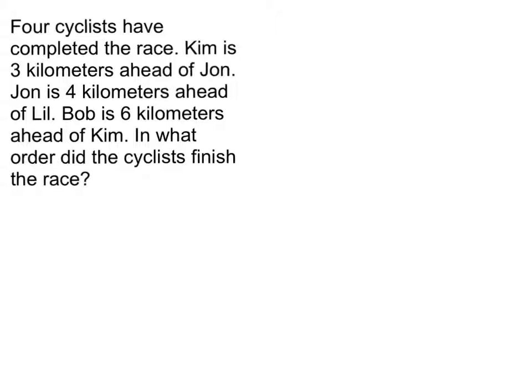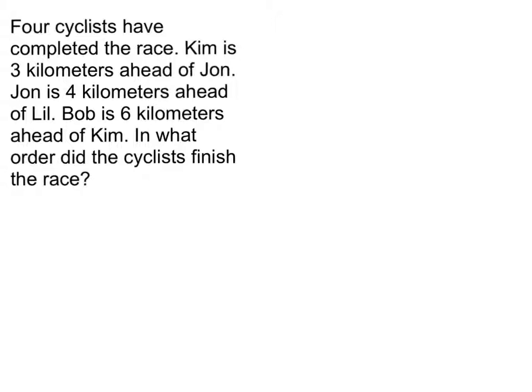Okay, now in this problem, I'm going to go ahead and read it all the way through, and then I'm going to go back and use the information that I need to solve the problem. So let's read through it. 4 cyclists have completed the race. Kim is 3 kilometers ahead of John. John is 4 kilometers ahead of Lil. Bob is 6 kilometers ahead of Kim. In what order did the cyclists finish the race?